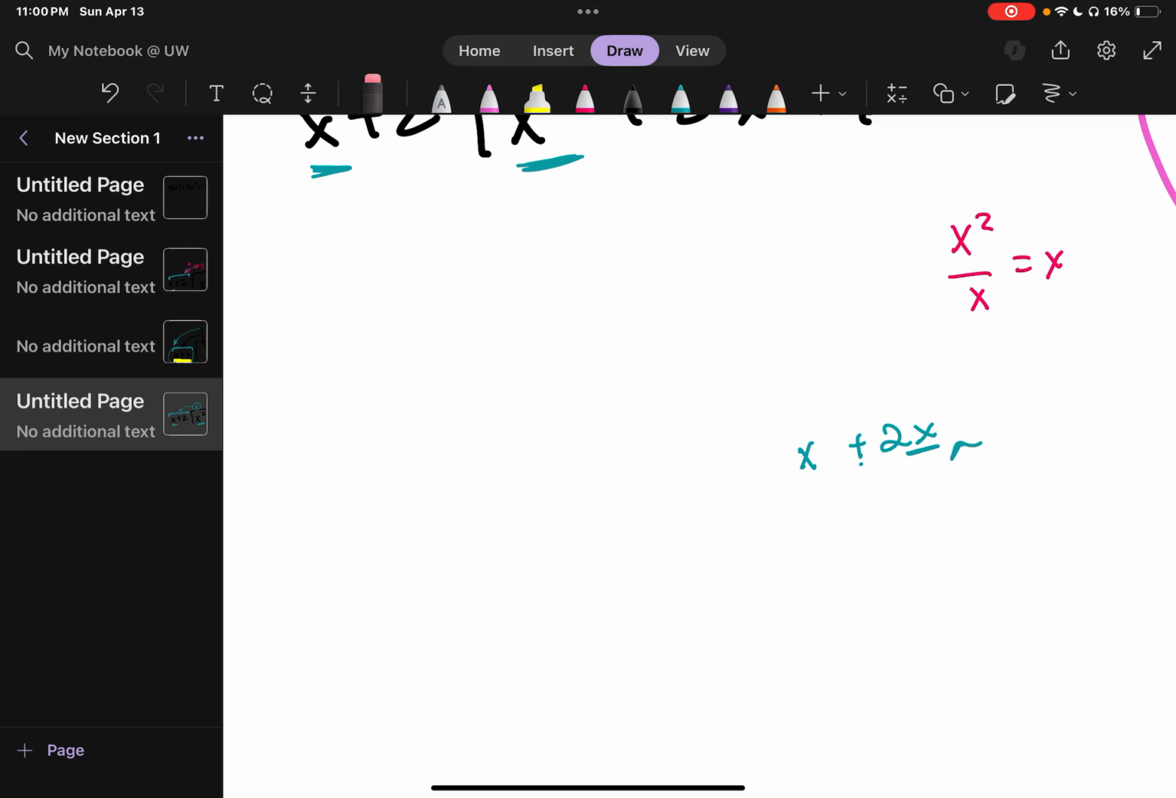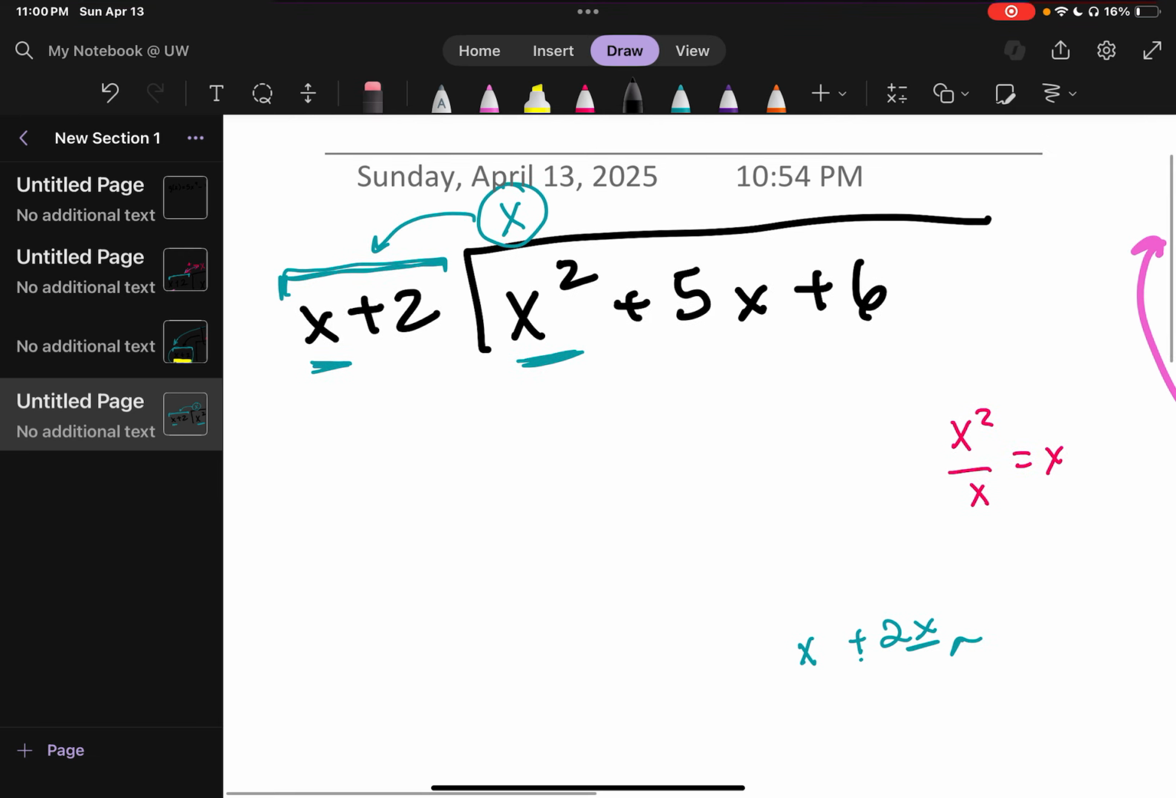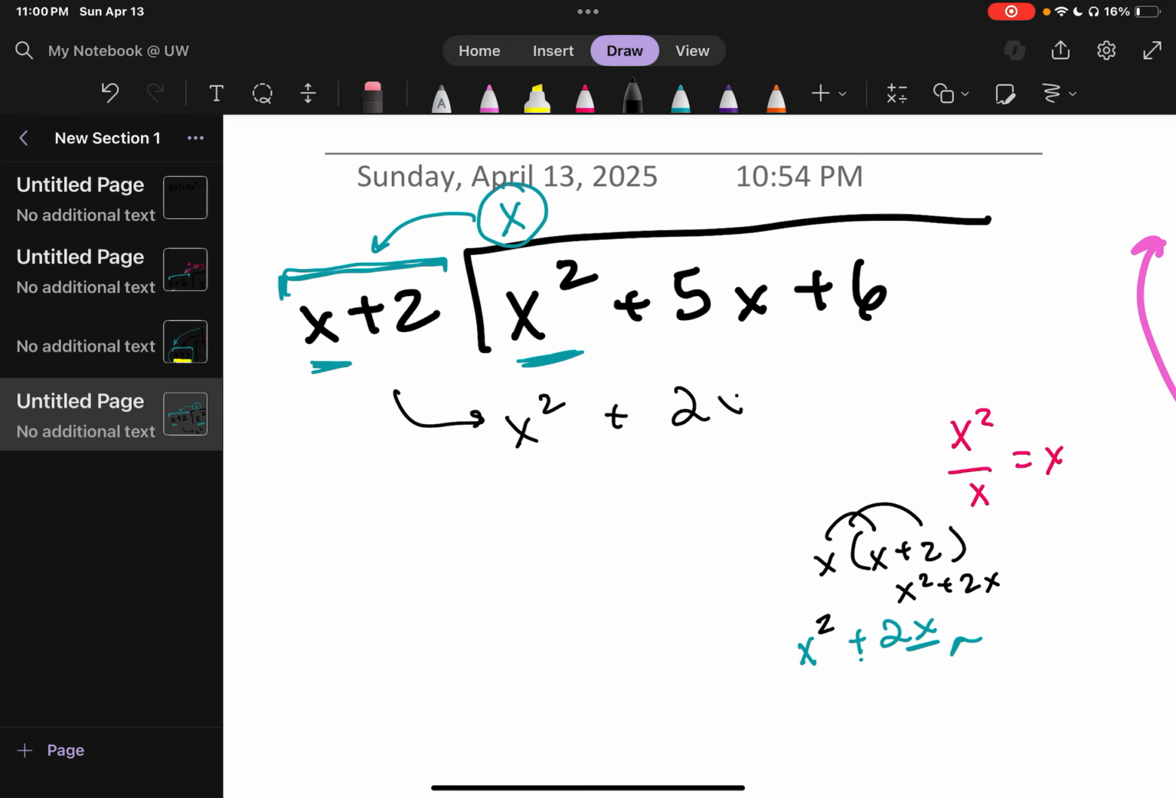So you get x plus 2, right? Awesome. So you get x plus 2 when you multiply. You get x squared. You get x squared plus x plus 2. So right here, I'm going to just rewrite this here. X squared plus x plus 2. Cool. X squared plus 2x. So here you get x squared plus 2x.